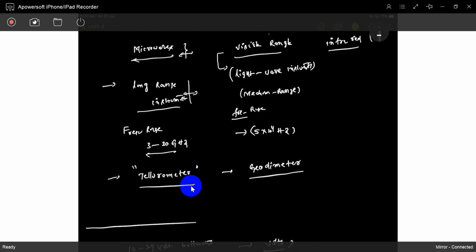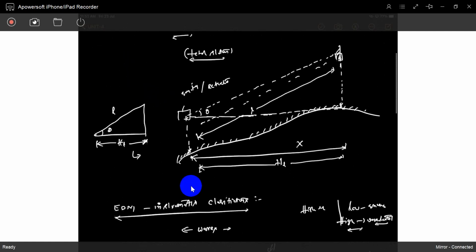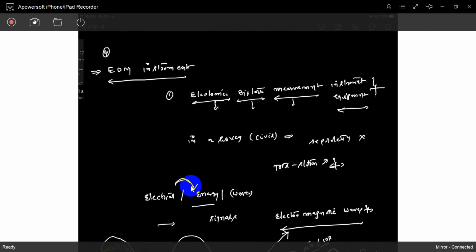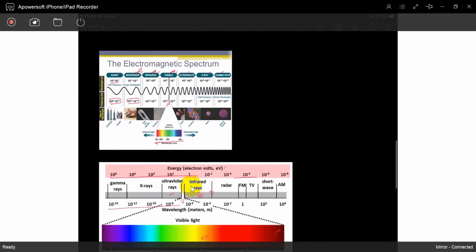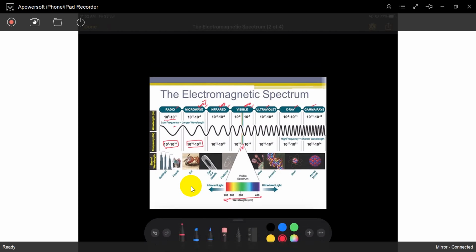These are the geodometers, these are the tellurometers. Okay, this is the frequency range. So what are the wavelengths? We already discussed wavelengths. This is today's class, no? What is the wavelength range? These are the wavelengths and energies. Low frequency means longer wavelengths. The visible range has a longer wavelength.